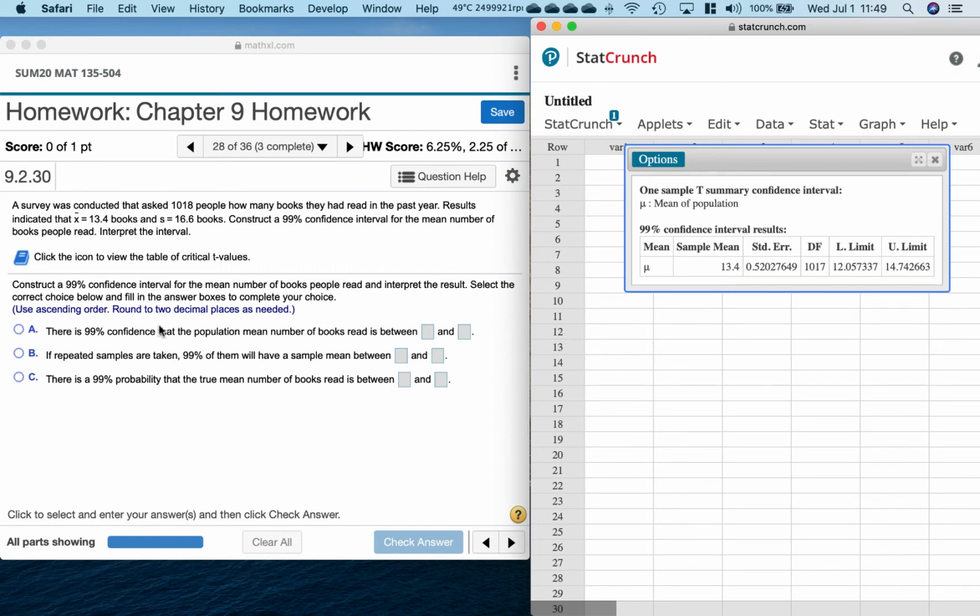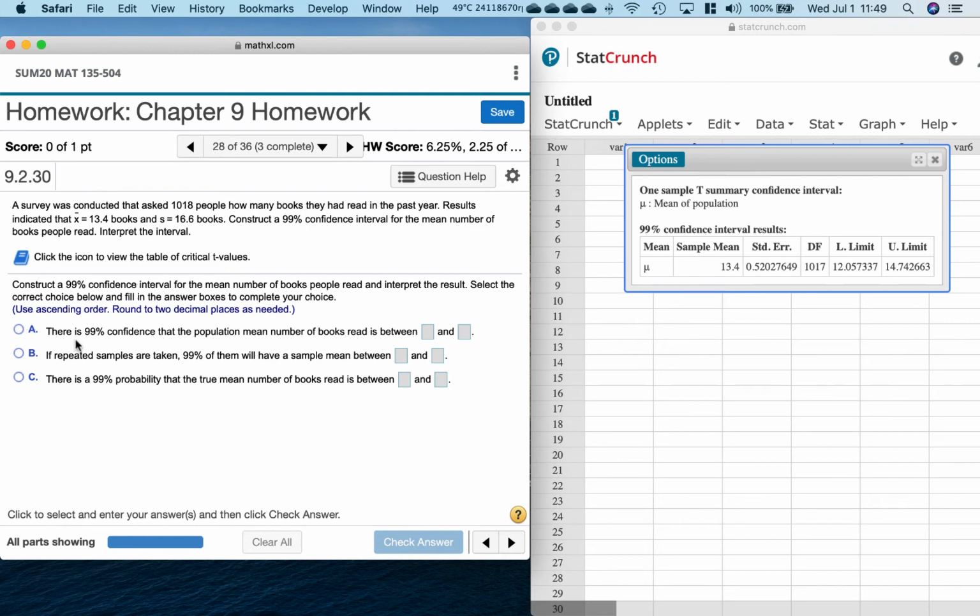All right, so this one here is a multiple choice, and it is also asking us to interpret our results. So you have to recall what it means to construct a confidence interval. If repeated samples are taken, 99% of them will have a sample mean between the lower bound and the upper bound. This one is not true because we're not working with the sample mean. We're constructing these confidence intervals for a population mean. There is a 99% probability that the true mean: confidence intervals have nothing to do with probability.